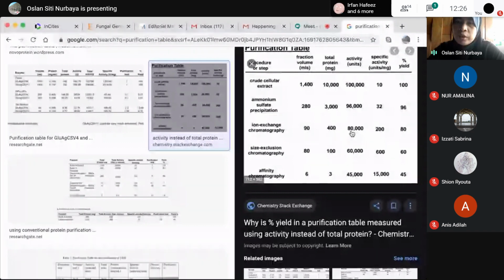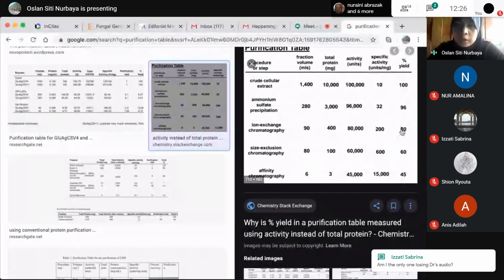Divide by 100,000, multiply by the current step total activity, divide by current step total activity, divide by, multiply by 100, then you get this.